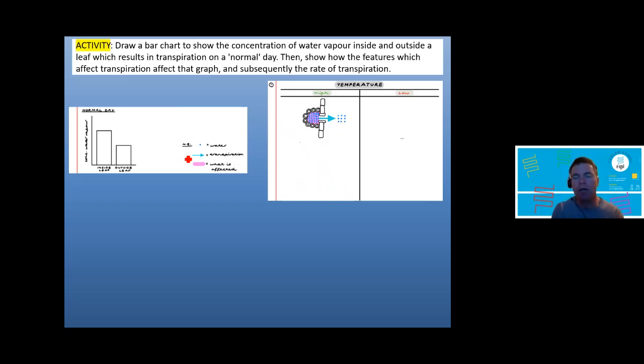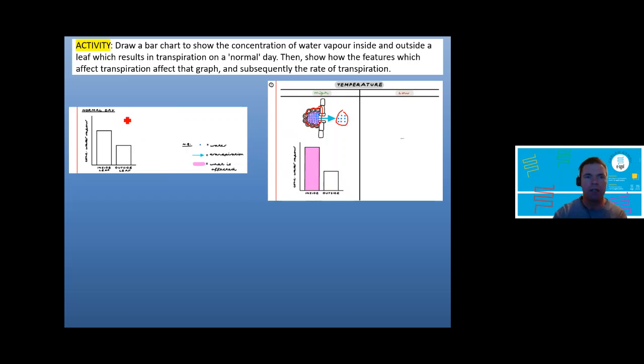Okay, so here's my starting point. I'm showing you inside the leaf and outside the leaf. We can ignore the fact that this is a high temperature at the moment. Just appreciate that I've got more water vapor molecules inside the leaf than I have outside the leaf. Now, here's a bar chart which would show that.